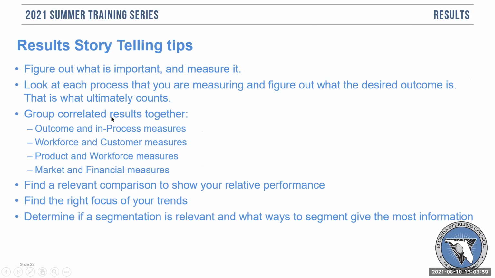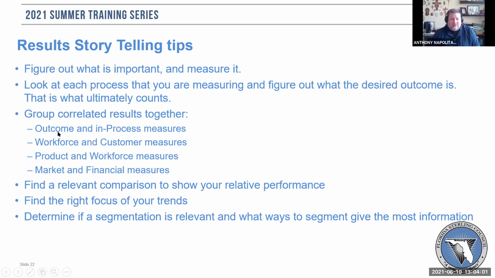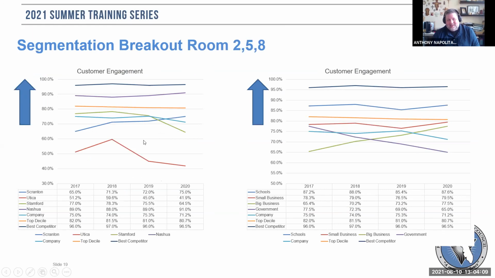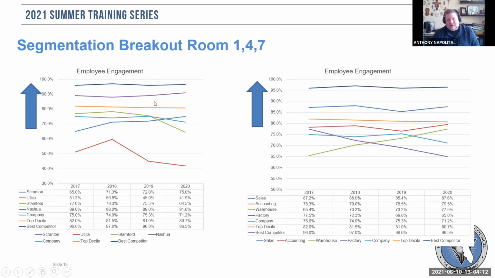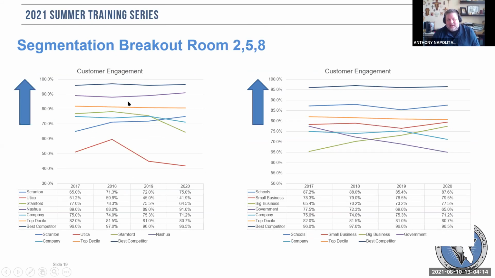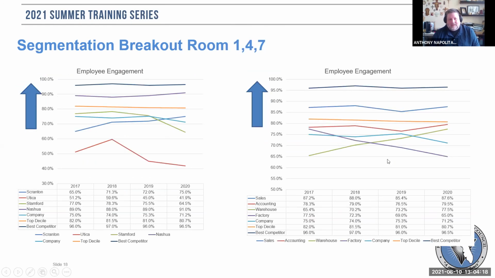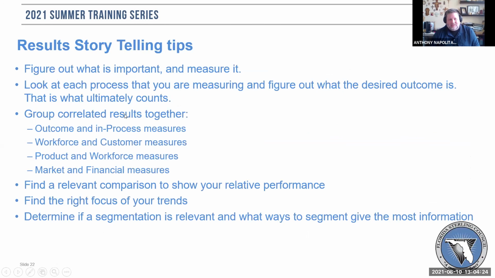Group correlated results together. Put your outcomes and your in-process measures together, put your workforce and your customers together. I actually did that up here. I put employee engagement, and then if you were looking at all three, you could look at employee engagement and also customer engagement and complaints versus these same groups. Not so much for sales and accounting. I could have broken those down by who they're selling to also. But chain those together. Sometimes you can get some really interesting information.